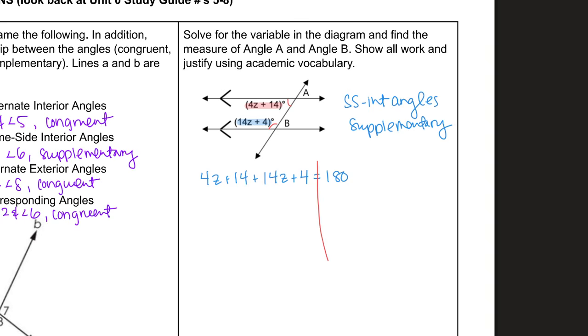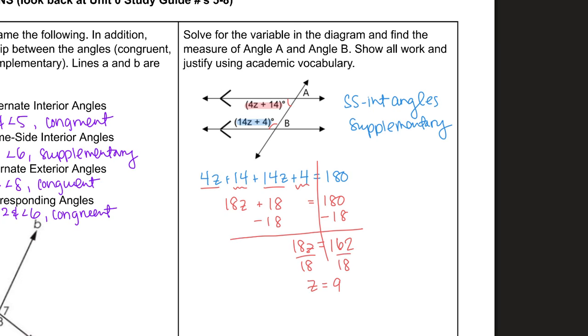So to solve, we're going to combine like terms. We have 4z and 14z make 18z. And then we have 14 and 4, which is going to give us 18. Now we're going to subtract 18 from both sides. So this is 162 is equal to 18z. And then we're going to divide by 18. So I get z is equal to 9. So we've done the first thing. We've solved for the variable.